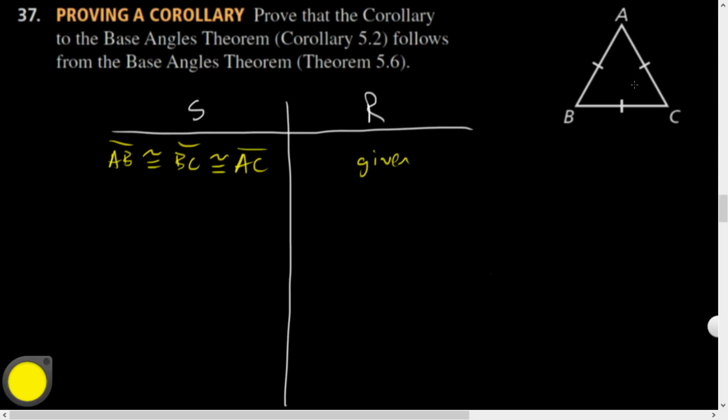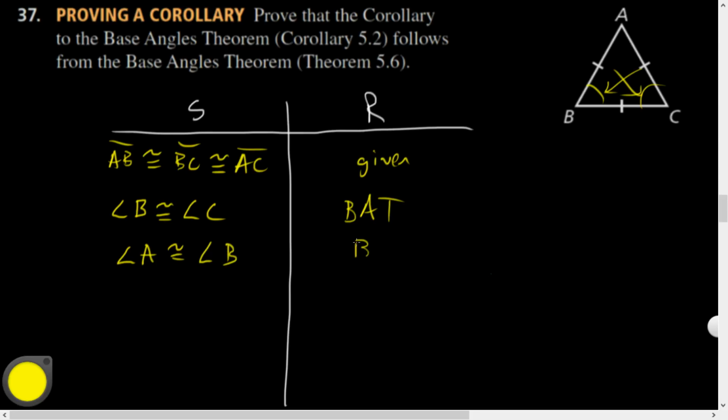I believe I could then say angle B is congruent to angle C, because those are opposite these two congruent sides. That would be true by the base angles theorem. I could also prove that angle A is congruent to angle B by the BAT.